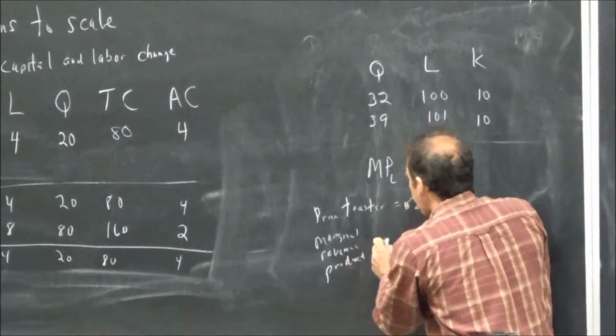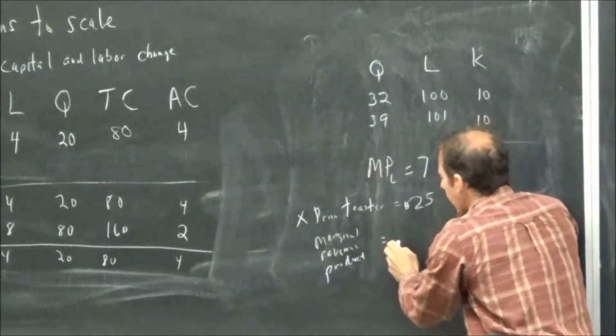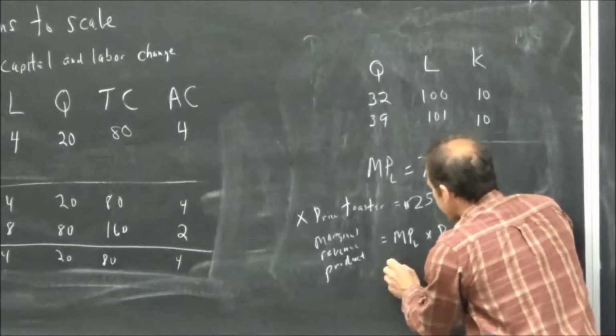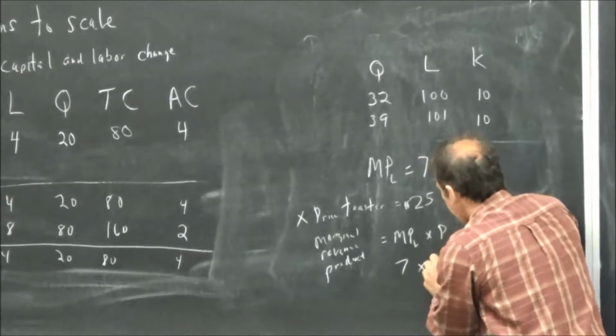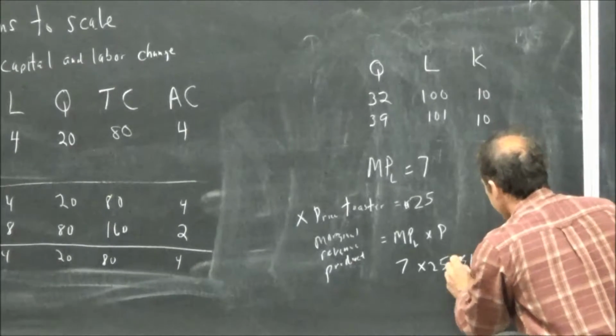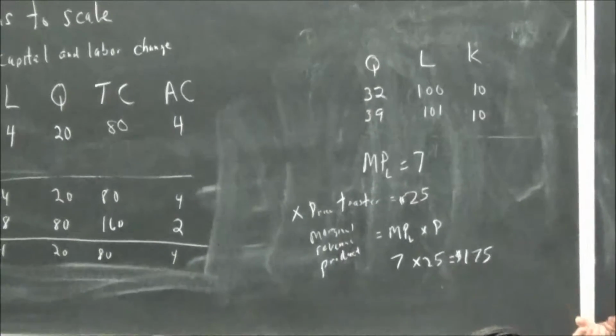And the marginal revenue product is just your marginal product of labor times the price of the good. So it's 7 times 25. So to the company, you're worth $175. Now they're going to compare that to what they're actually paying you.